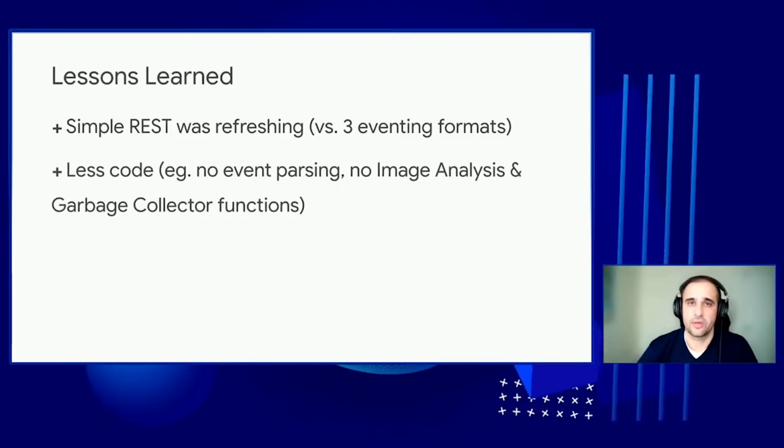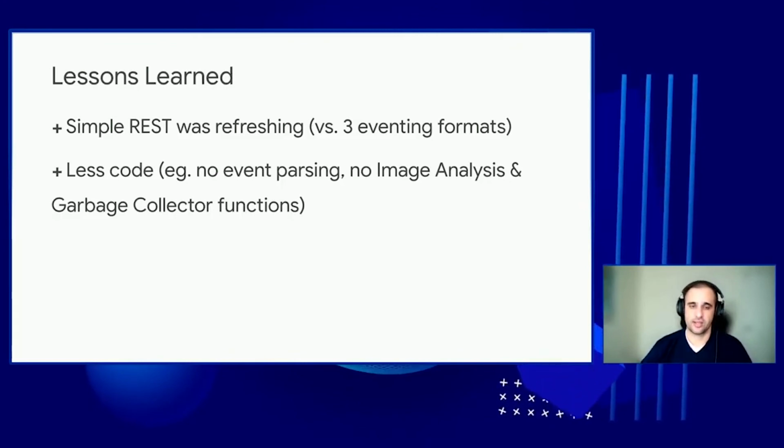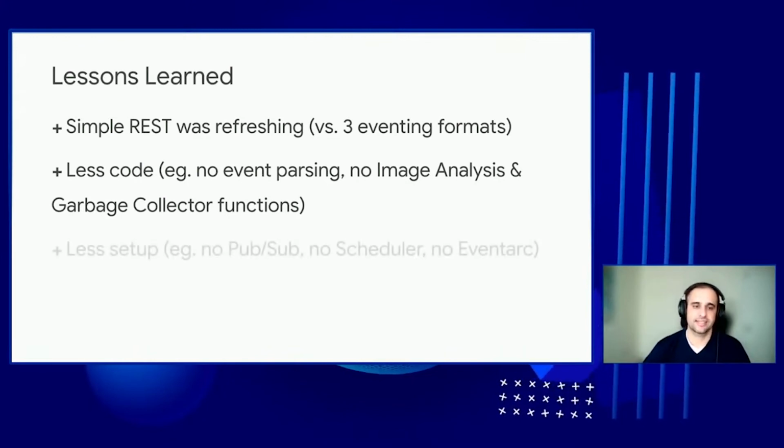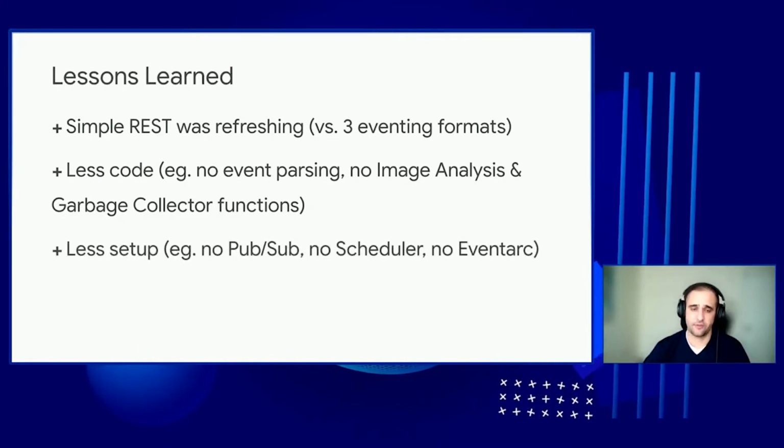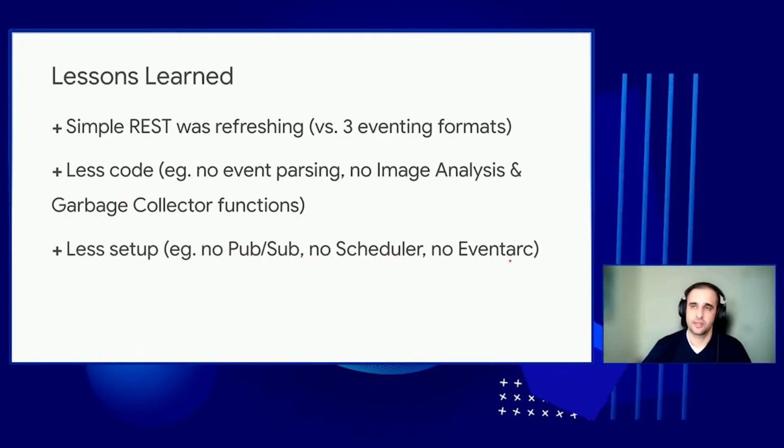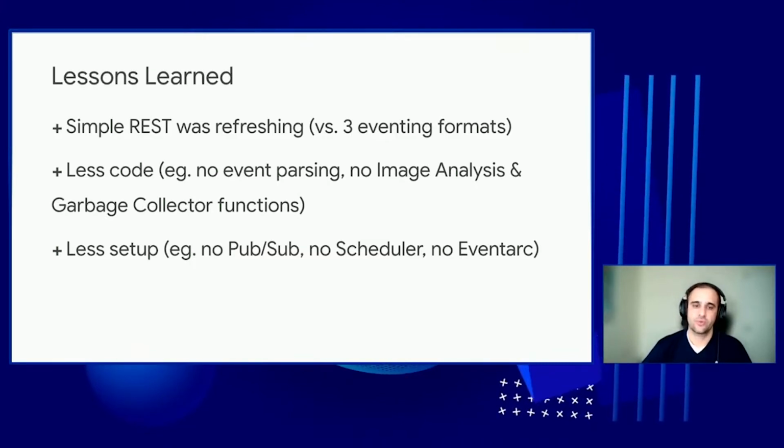So that was refreshing. That meant less code because with no event parsing, we could get rid of image analysis and garbage collection functions, services, because workflows can do those for us without having to deploy new services. So overall, I think our code was less. And overall, the setup was easier because before we had to set up Pub/Sub, we had to set up scheduler, we had to set up Eventarc to call our services, or to pass events to our services. Whereas in this case, we only had to define our orchestration. So we are trading complexity of 3 different services with one service that does the thing for us.